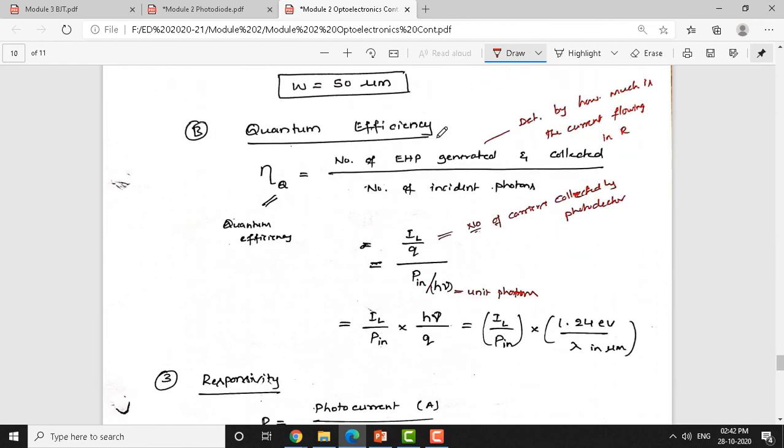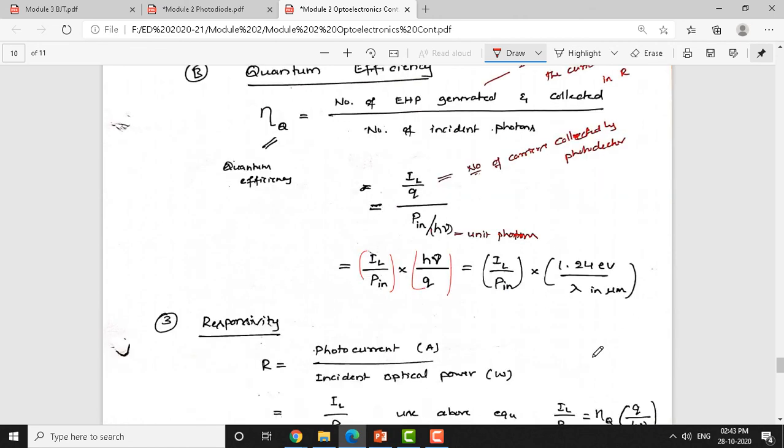One is quantum efficiency. Eta Q is the quantum efficiency. It is the ratio of the number of electron-hole pairs generated and collected to the number of incident photons. This can be mathematically written as IL by Q, with incident photons written as P in by h into nu. This can be rearranged, and h into nu by Q goes to the numerator; this value is found to be 1.24. So the quantum efficiency is IL by P in times 1.24 electron volt by lambda in micrometer.